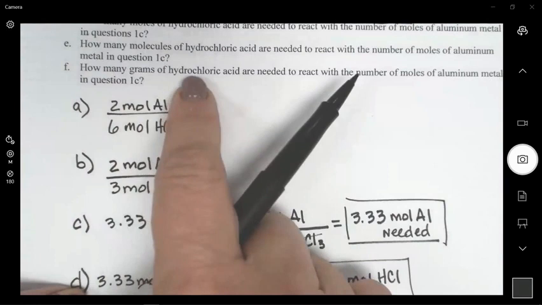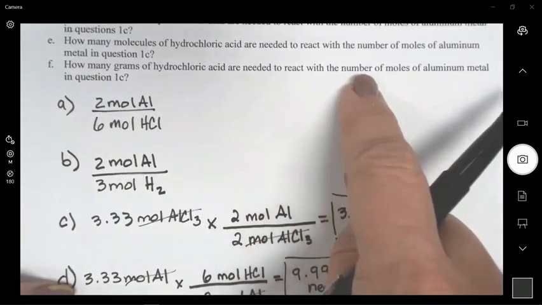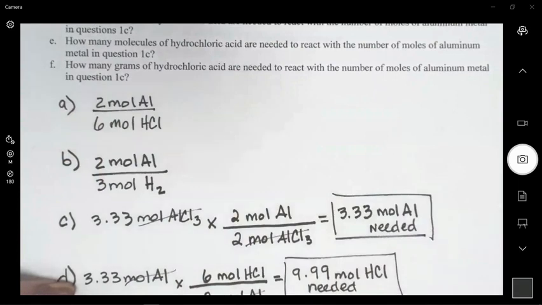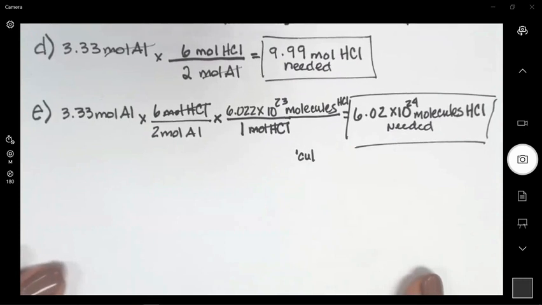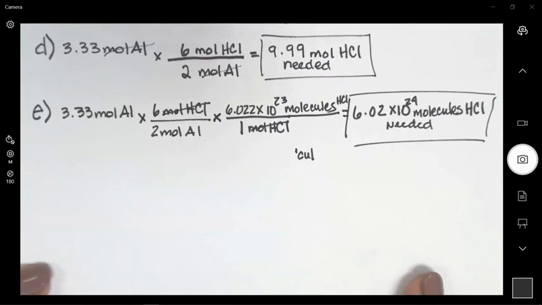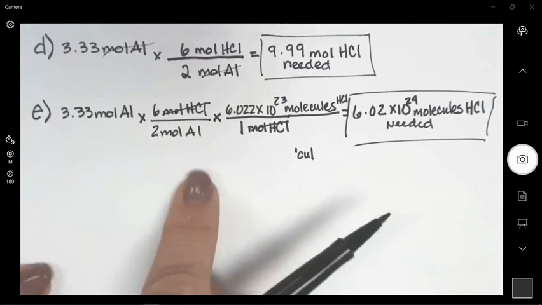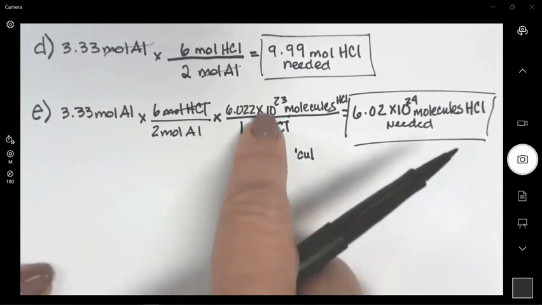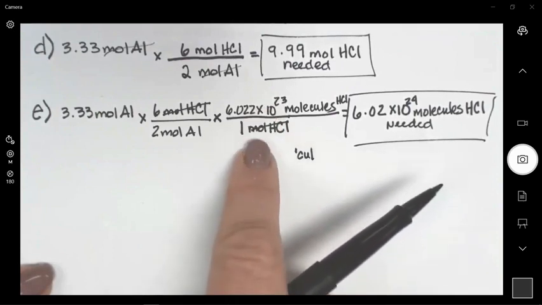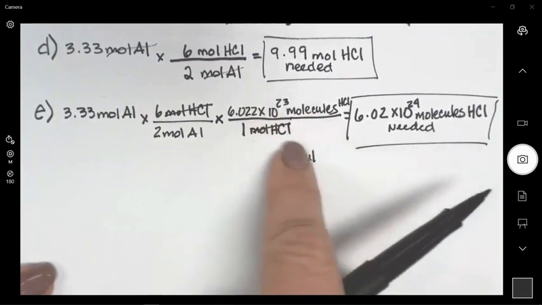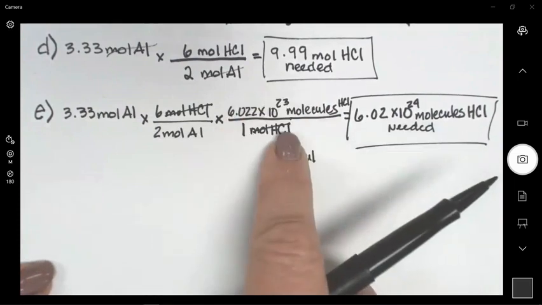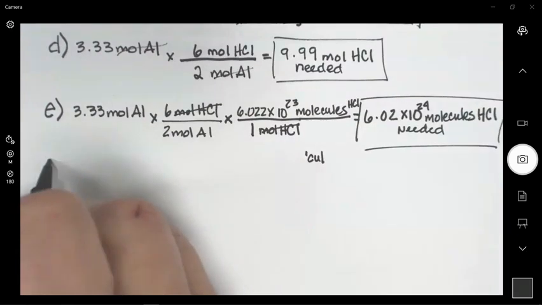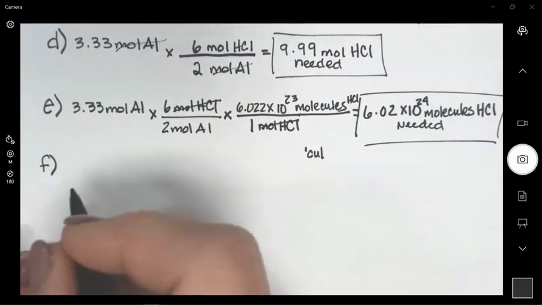Part F: How many grams of hydrochloric acid are needed to react with the number of moles of aluminum metal in question 1C? Does anyone know exactly what we're going to do next? We're going to do the same thing as the last one, except for 6.022 times 10 to the 23rd on top, we're going to find the total molar mass in grams of 1 mole of hydrochloric acid. We're going to change this conversion factor to the molar mass of hydrochloric acid. So F, do you have to write it all again? Yes.